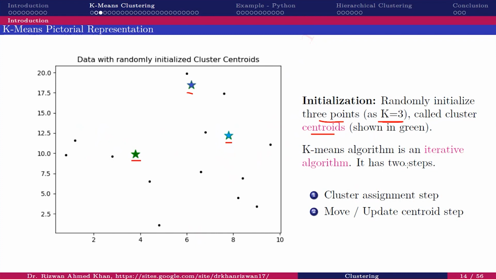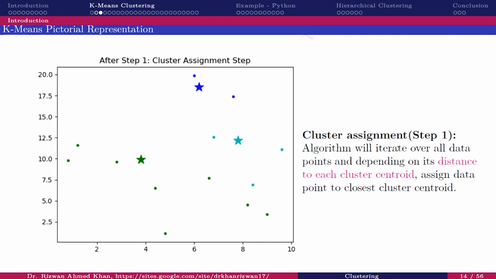K-means, as I have already told, is an iterative algorithm, and after initialization of the cluster centroids, it has two steps. The first step is the cluster assignment step, which I will explain, and the second is the move or update centroid step. So we'll see step by step. First, the cluster assignment step.